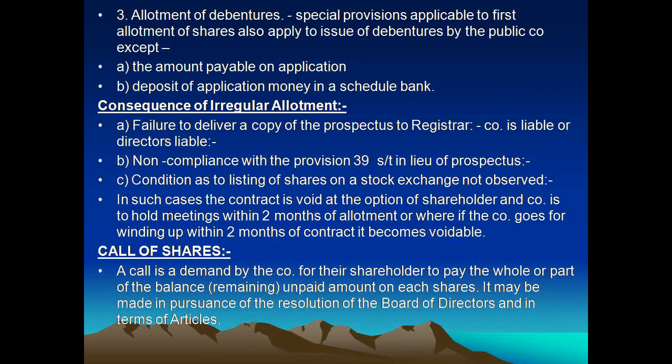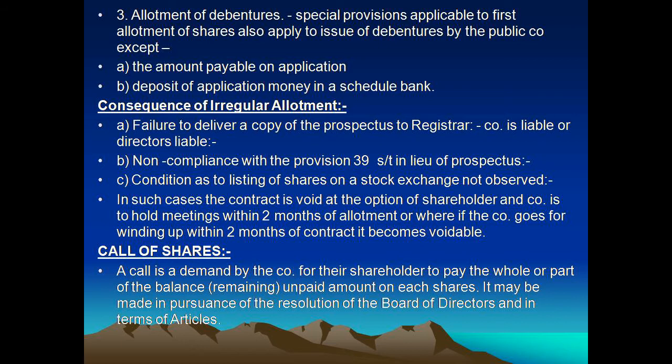So this would result in the consequences of irregular allotment of shares in the company. Section 40 of the Act deals with the irregular allotment of shares and also speaks of the effects of such irregular allotment. And what are the consequences of this irregular allotment? The irregularity can be made where there is a failure to deliver the copy of prospectus to the registrar, then the company is liable and also the directors are liable. In non-compliance with any of the provisions of section 39 or with the statement in lieu of prospectus, the company or the members are liable. On the condition as to the listing of shares in a recognized stock exchange, the company or the members are liable.